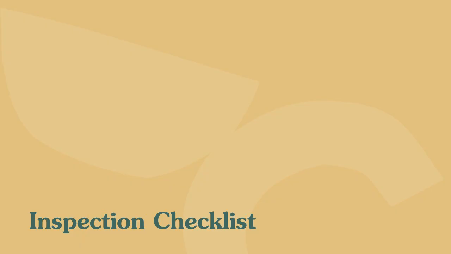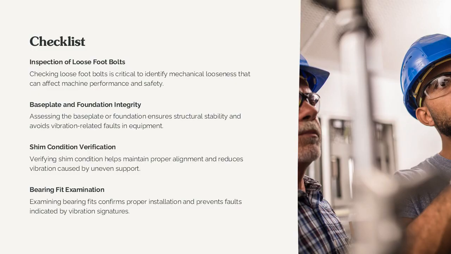Inspection checklist. This slide provides a practical inspection checklist to accompany vibration diagnostics. Key inspection points include checking for loose foot bolts, assessing the integrity of the baseplate or foundation, verifying shim condition, and examining bearing fits. The checklist emphasizes that looseness is often confirmed by physical inspection even when vibration signatures strongly indicate the fault. This reinforces the dual importance of field verification and data analysis in professional condition monitoring.